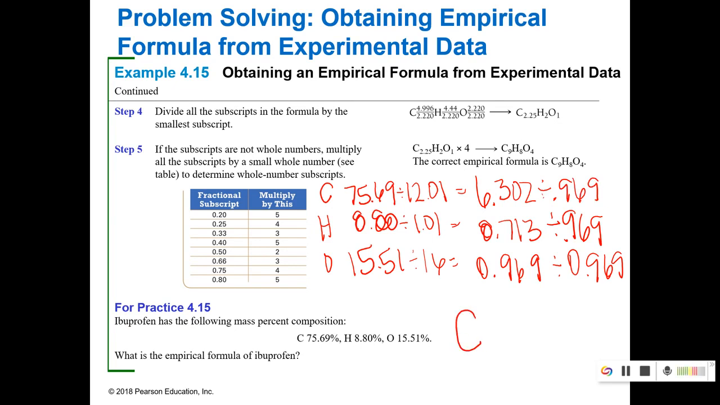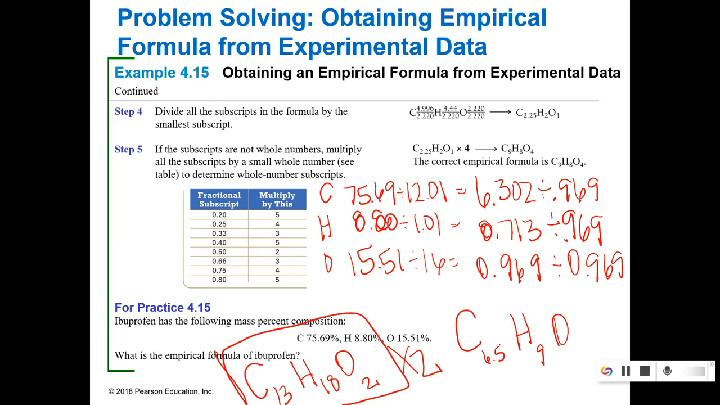So I get C 6.5, H 9, O is just 1 because it's 1. So because this is not whole numbers, you have to multiply it all by 2. So I get C13, H18, O2. Yes, that's big. Sometimes they are, and it's okay.